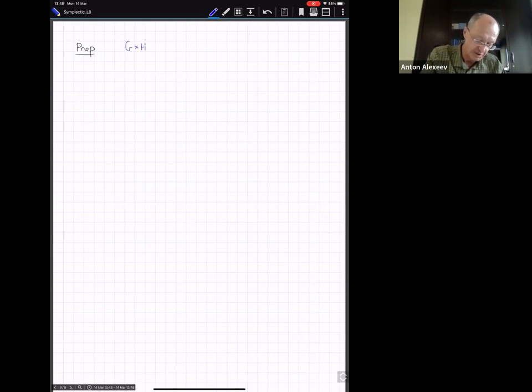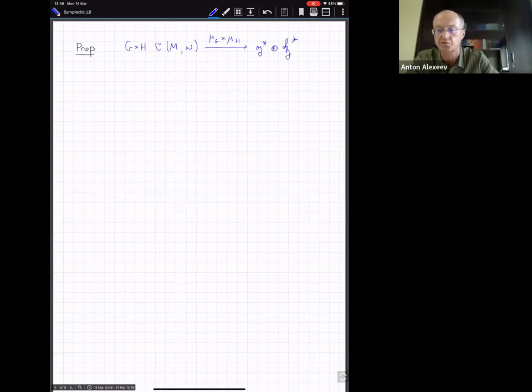Suppose we have a G cross H Hamiltonian space, and here we had some kind of interesting scientific discussion with Ian about the notation. So we have a direct product of two groups. They both act in a Hamiltonian way. The actions commute. They both have moment maps. So we denote this moment map by the product moment map. So this is a Hamiltonian G cross H space.